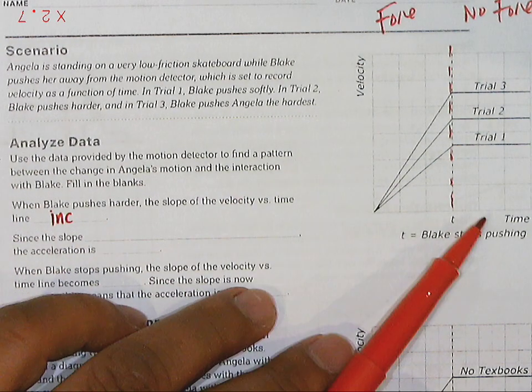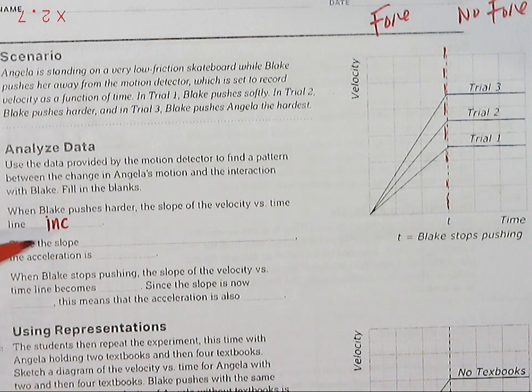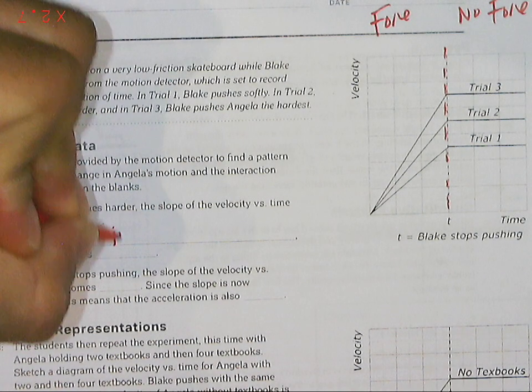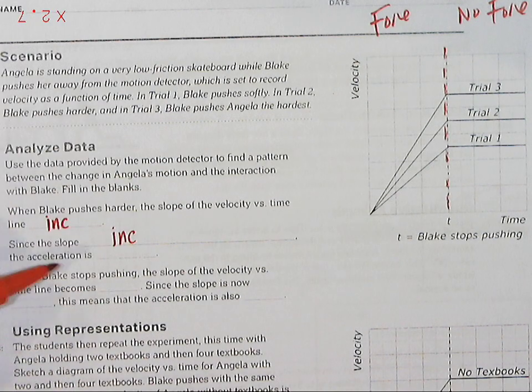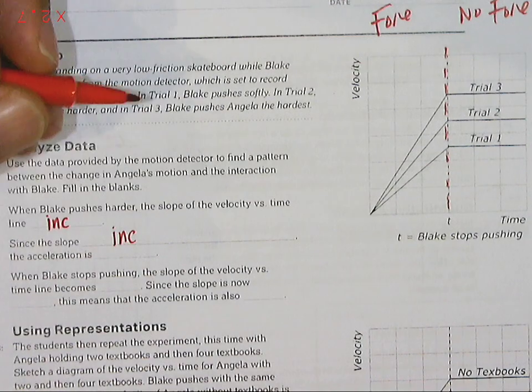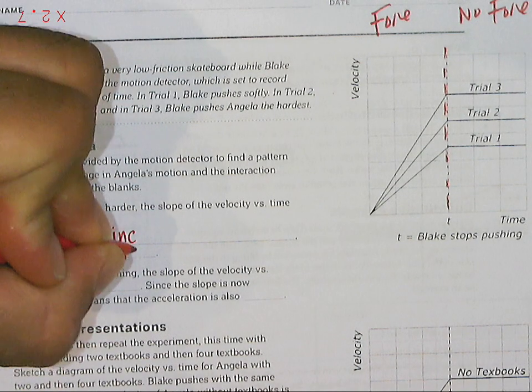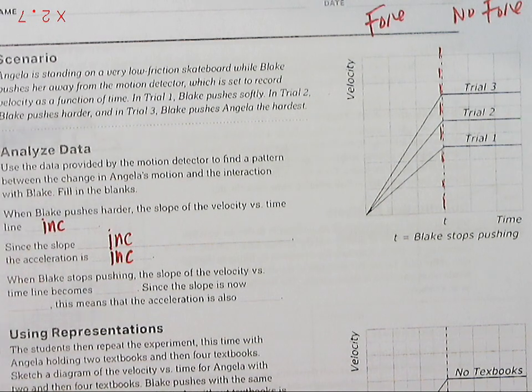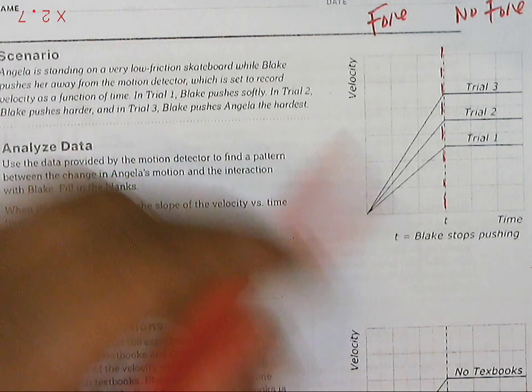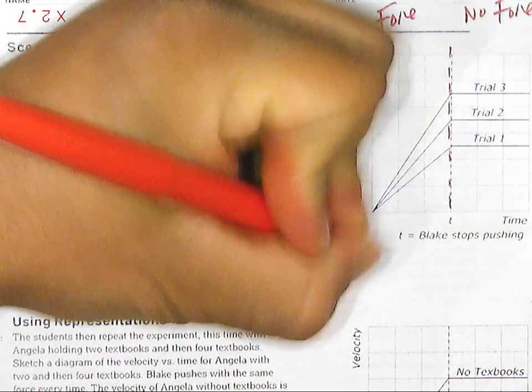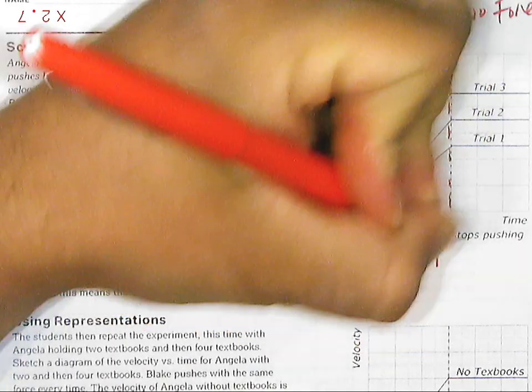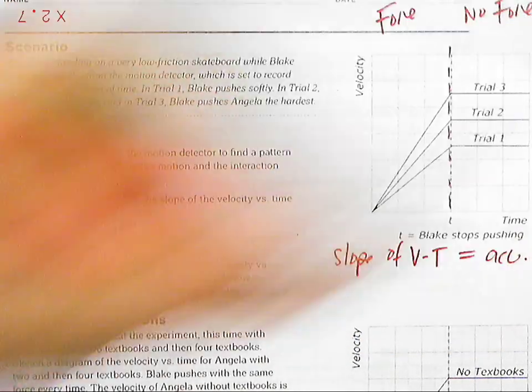Now, on the velocity time graph, and this is what we've been saying in class all the time, since the slope increases, the acceleration is doing what? Well, increasing as well. And why can I make that statement? Because the slope of a velocity time graph equals acceleration.